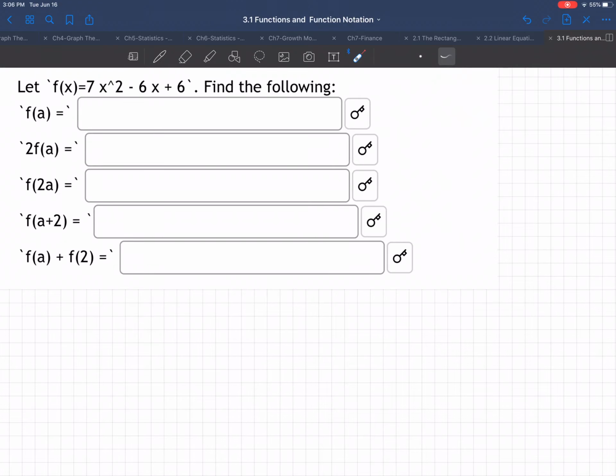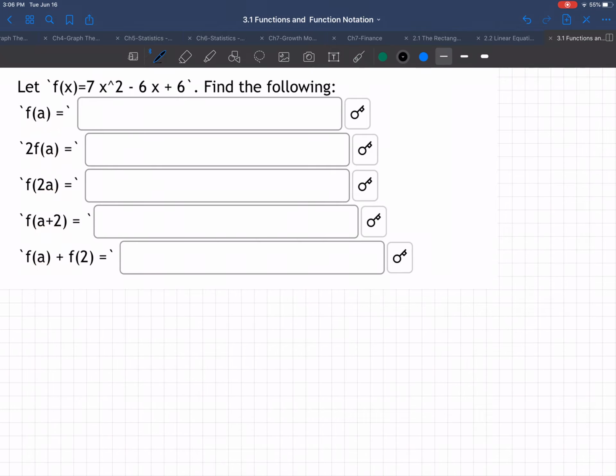Welcome to an example of taking a function that's second degree. This is x squared, so this is not linear. This is what we call quadratic. It's x squared. And we're going to plug into it some various different things.